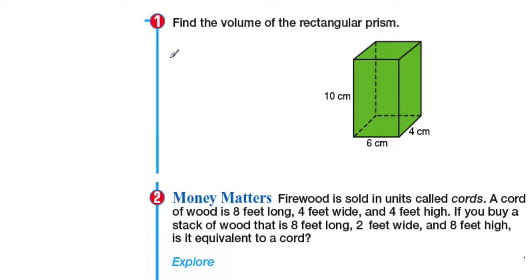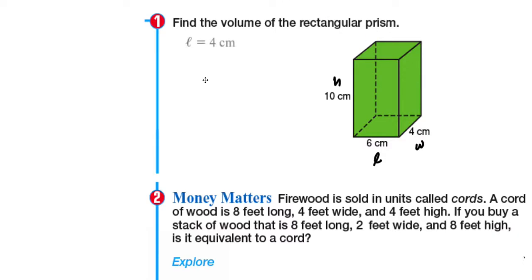and let's see how to apply this. We want to find the volume of a rectangular prism with a height of 10 centimeters, length of 6, and width of 4 centimeters. So if we label this as our height, this is our length, and this is our width. And let's see how to solve this.